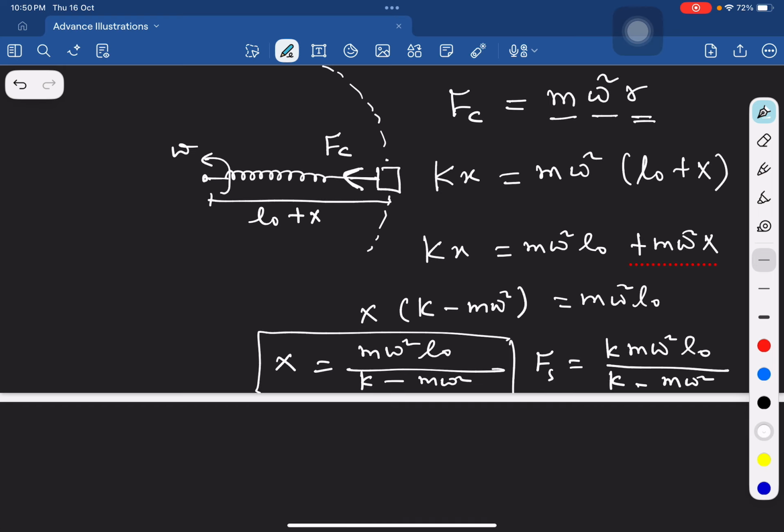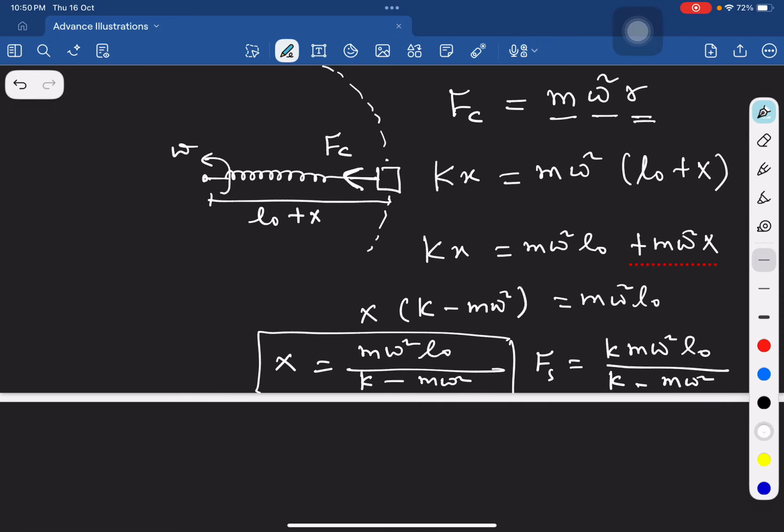So that is a very simple problem that I wanted to show you, the application of this dynamics problem, like the concept of the dynamics. Now let's take one more simple problem to understand the idea.